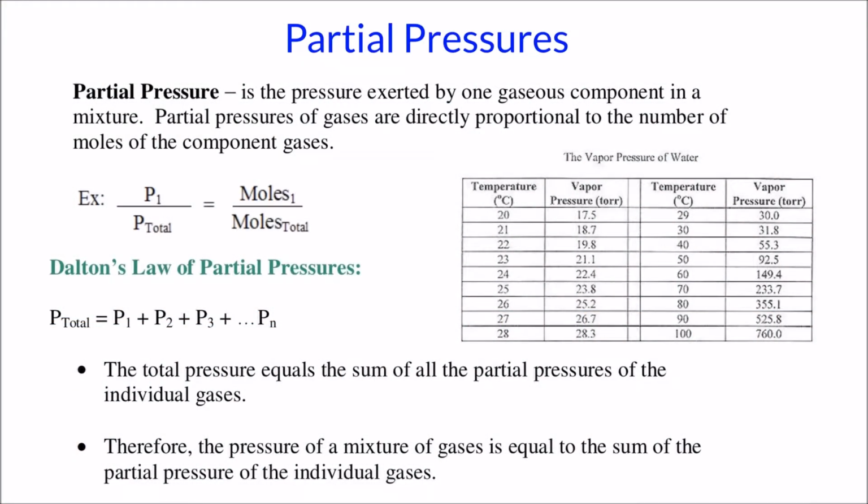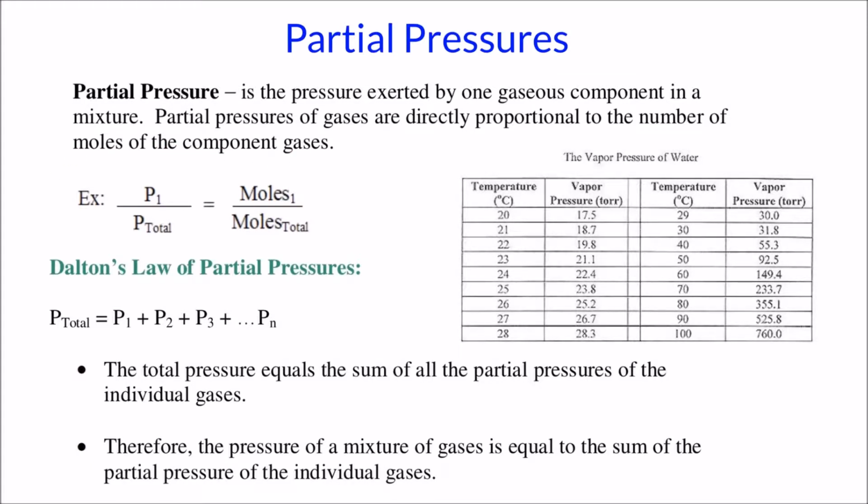Welcome back. We're going to go a little bit more in depth into partial pressures. Partial pressures, of course, is the sum of all of the pressures of every gas that's in a mixture of gases. We have Dalton's law of partial pressure down here, and it just says exactly that. The total pressure is equal to the partial pressures of all of the different gases in the sample added up. The partial pressure of a gas happens to be directly proportional to the number of moles of each gas.